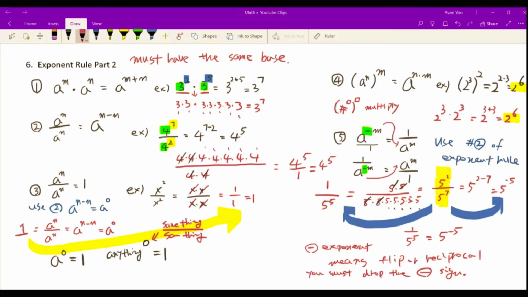All right, there are 5 power rules that I can remember. And if you are able to understand these 5, then you'll be fine. And next one, we are going to use these power rules to solve some examples.